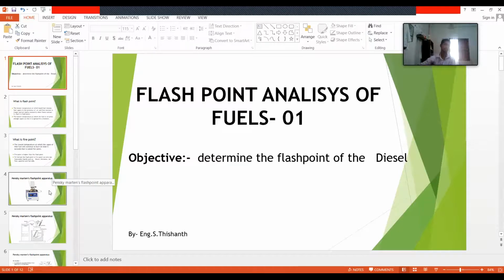I have divided into two now, so for the next week we will look into that, go into the application of this flash point, those things. And so this practical is about flash point, finding out the flash point of diesel fuel. I think I already explained how to find it using the Pensky-Martens apparatus.